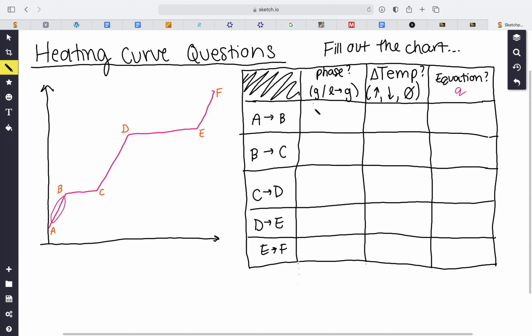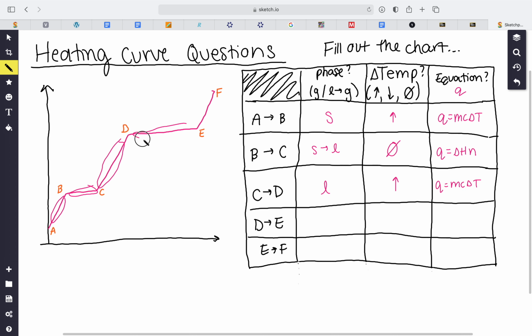So from A to B, we are in the solid phase, and the temperature is increasing, and we are going to use Q equals MC delta T. B to C, we are going from a solid to a liquid, so the temperature is not changing, and the equation that we're going to use is Q equals delta H n. C to D, we are in the liquid phase, and all we are doing is increasing the temperature, so we're going to use our Q equals MC delta T.